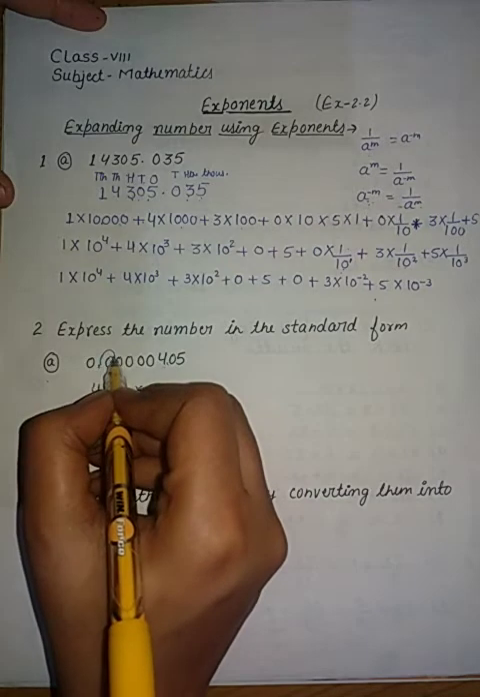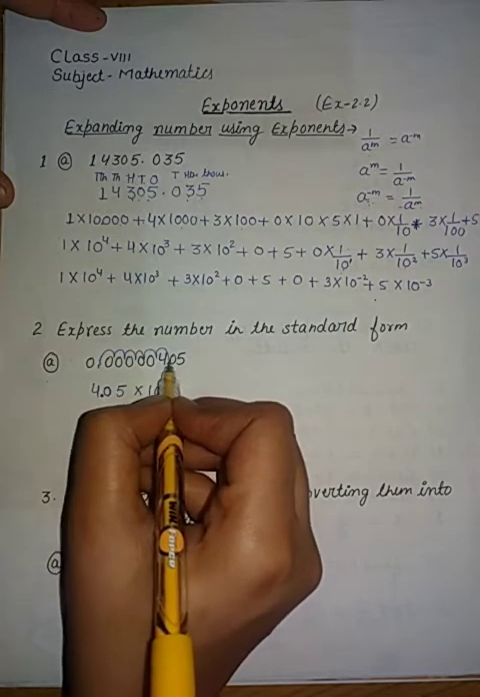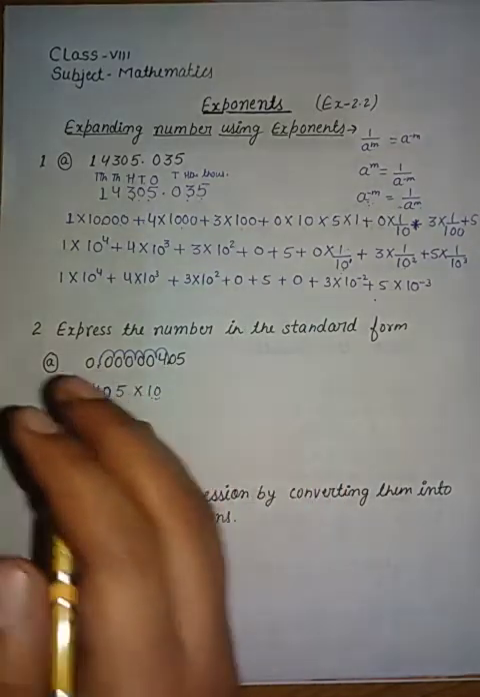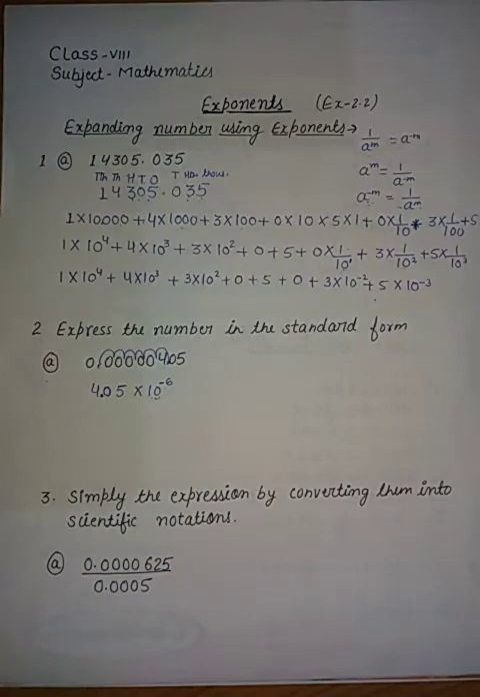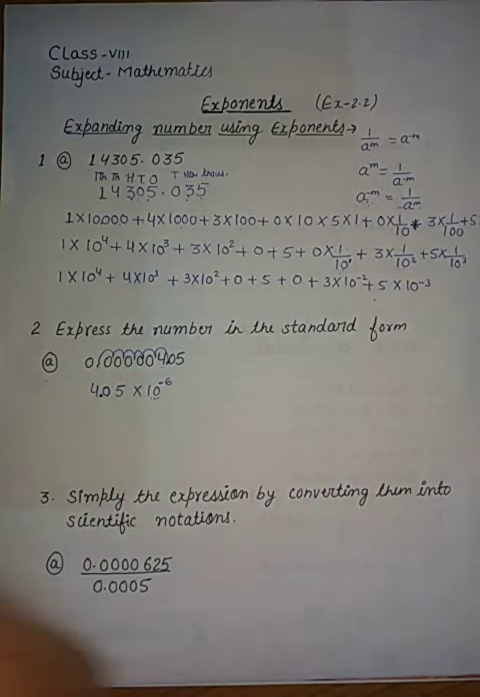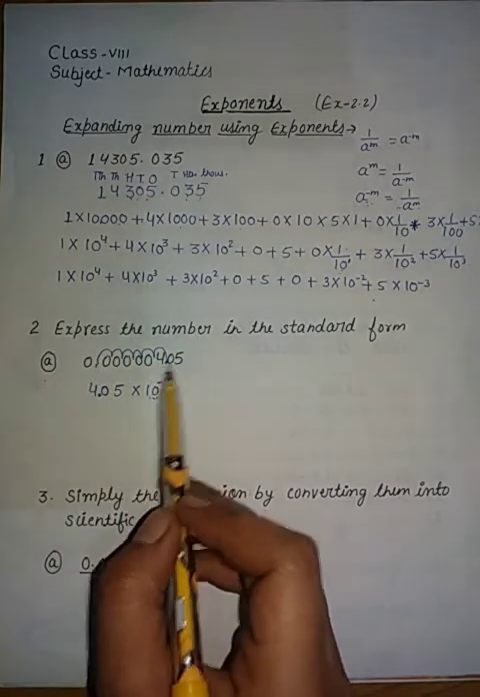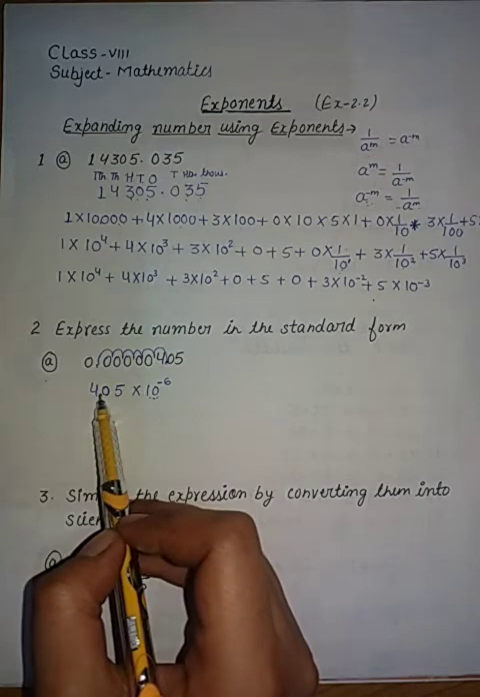1, 2, 3, 4, 5, 6. 6 units I am moving my point. So, 10 to the power minus 6. It is the standard form of this question.